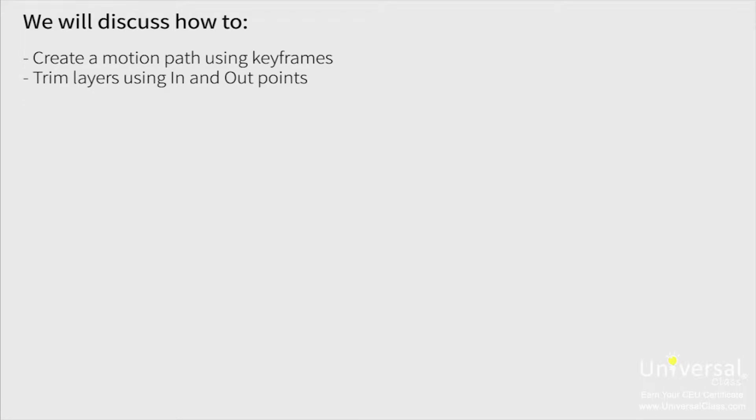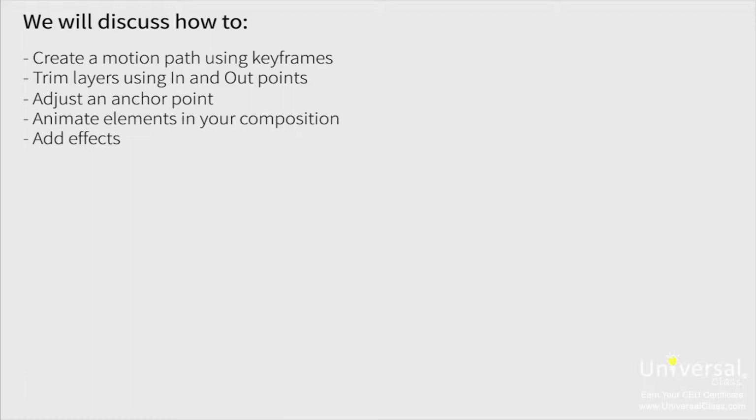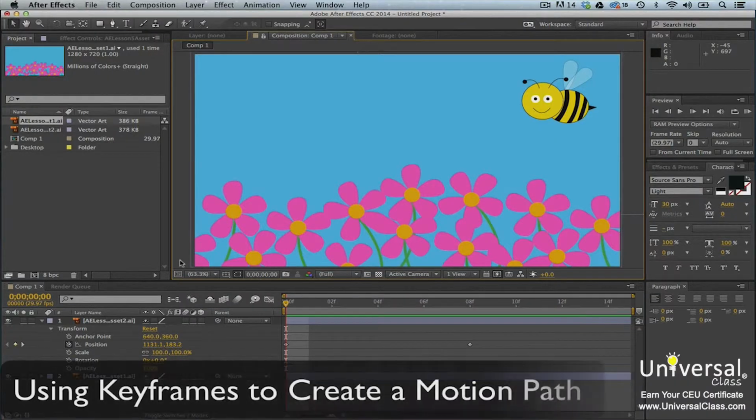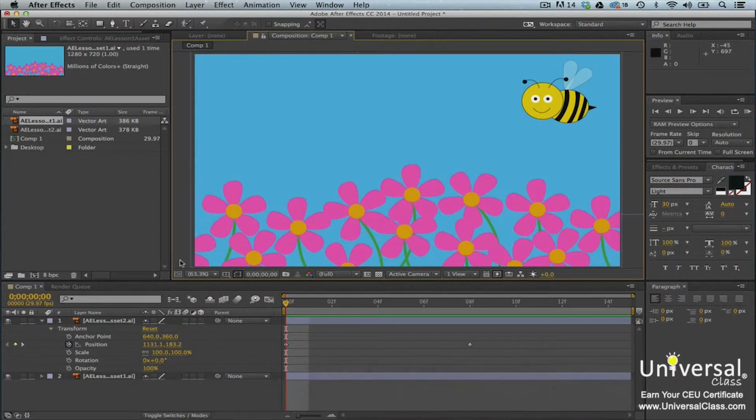We'll discuss how to create a motion path using keyframes, trim layers using in and out points, adjust an anchor point, animate elements in your composition, and add effects. Animating objects in After Effects is not difficult once you understand the simple steps. For example, you can take any object in a composition, then make the object move across the screen by simply creating keyframes. Let me show you what I mean.